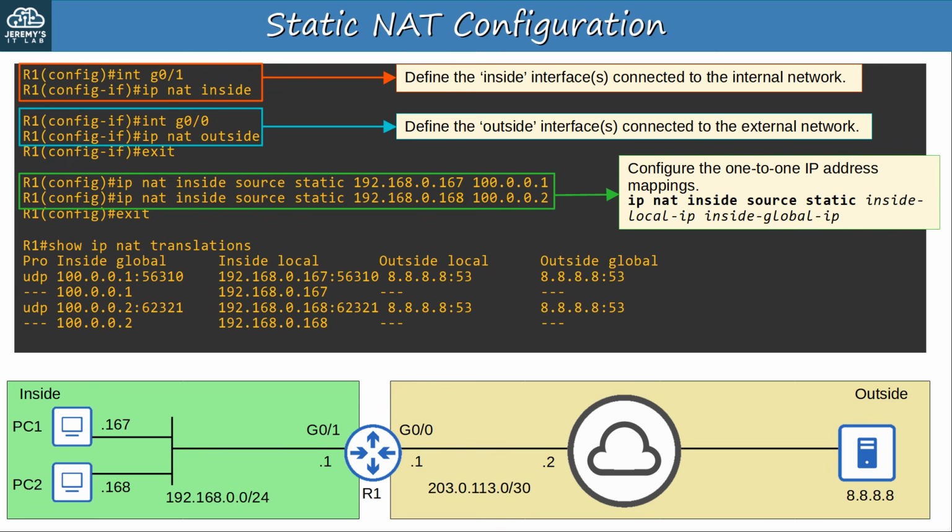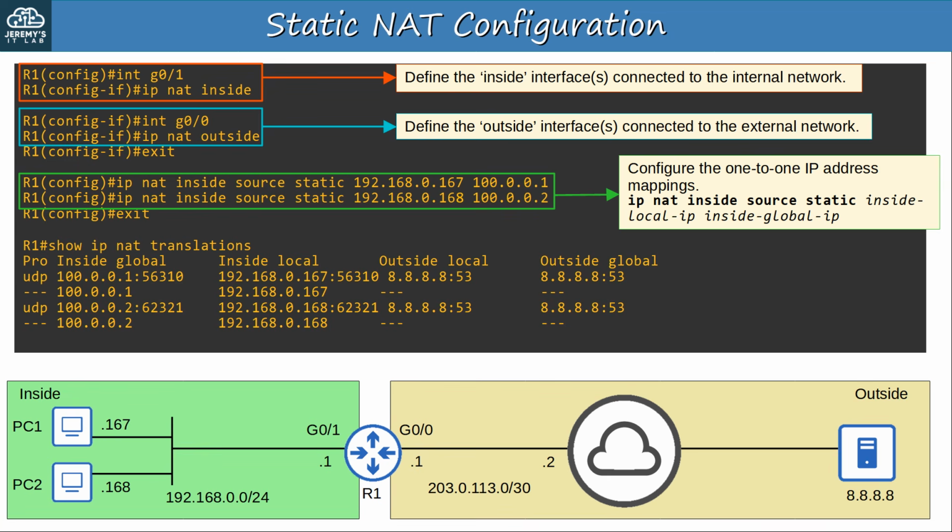Then configure the one-to-one IP address mappings. The command is ip nat inside source static, followed by the inside local IP address, and then the inside global IP address. So I mapped 192.168.0.167 to 100.0.0.1, and 192.168.0.168 to 100.0.0.2. So PC1's IP address will be translated to 100.0.0.1, and PC2's will be translated to 100.0.0.2.